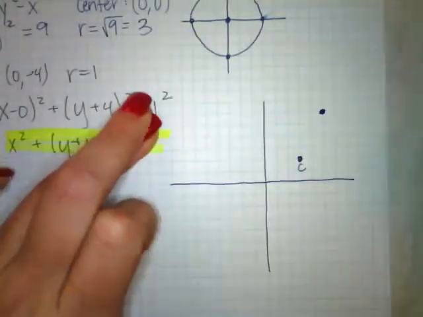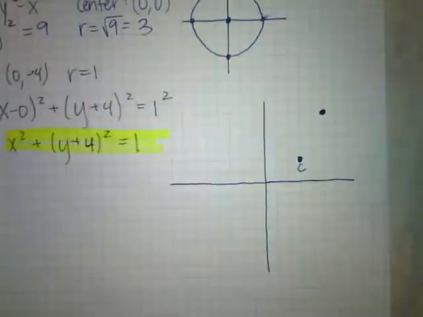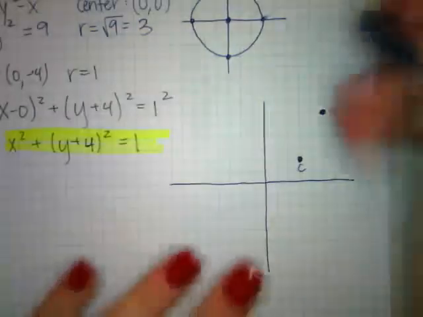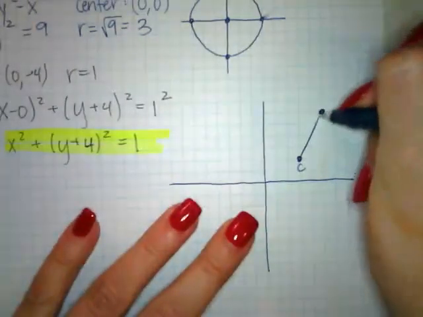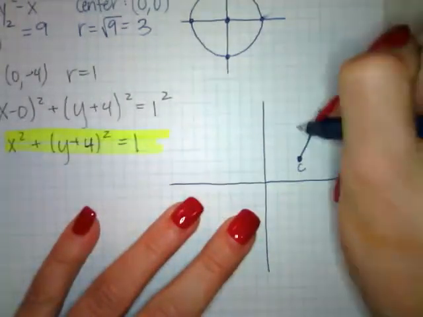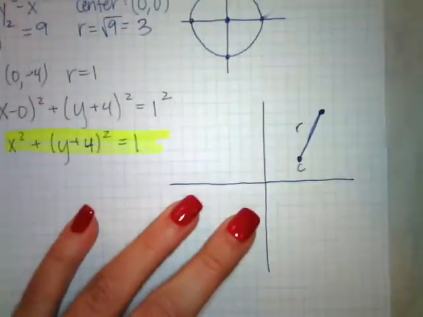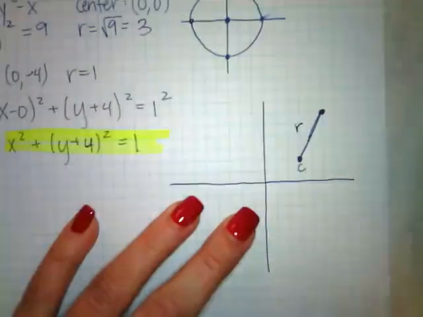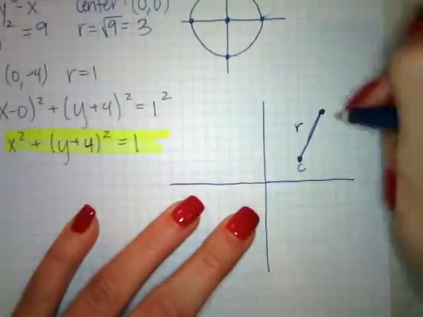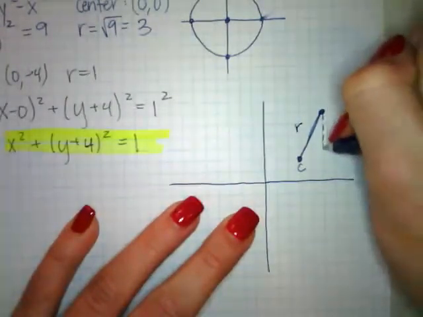Okay, well, the only thing else that I need in order to write the standard form of the equation is the radius. I already have the center, I just need the radius. Well, this right here is the radius. This is r. But I need to calculate the length of r, okay? You can use distance formula or Pythagorean theorem approach. I'm going to use Pythagorean theorem.